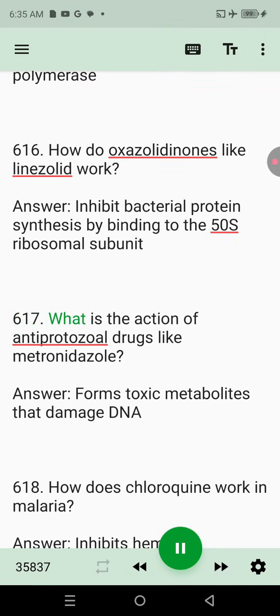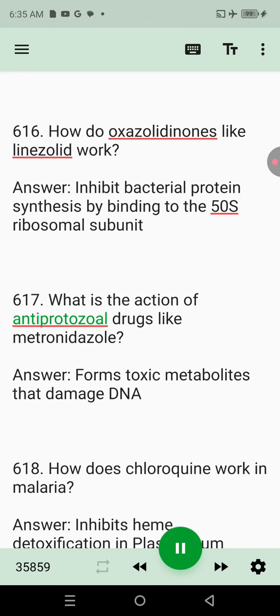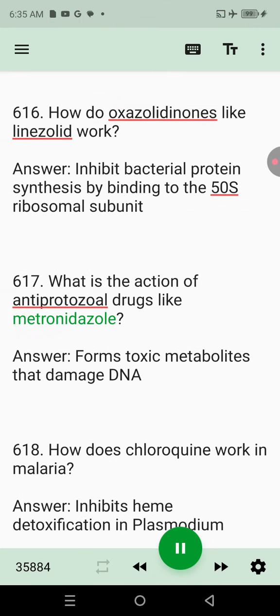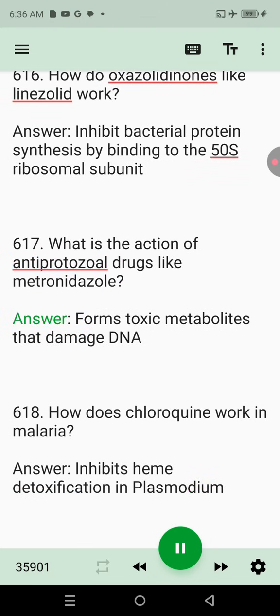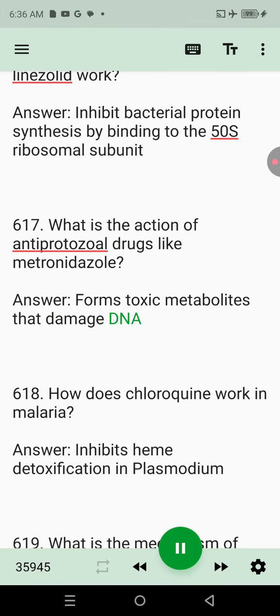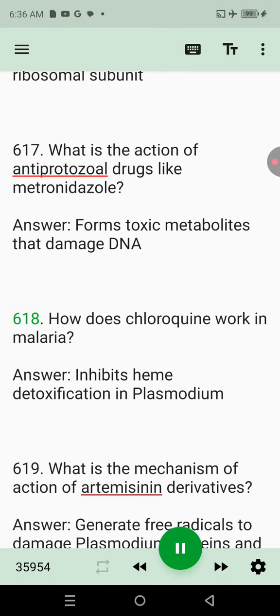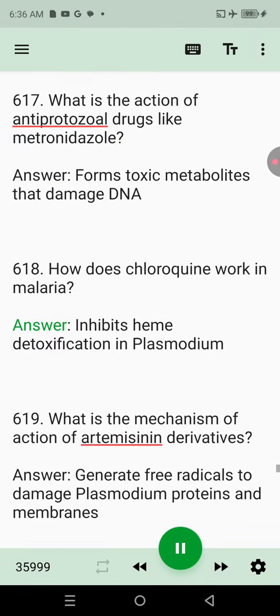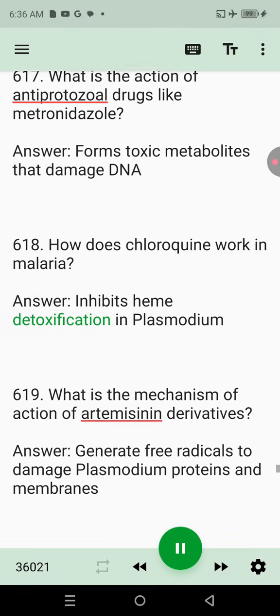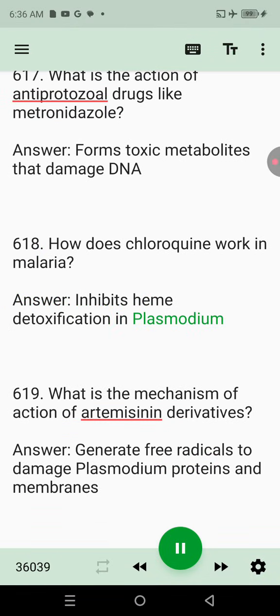617. What is the action of antiprotozoal drugs like metronidazole? Answer. Forms toxic metabolites that damage DNA. 618. How does chloroquine work in malaria? Answer. Inhibits heme detoxification in Plasmodium.